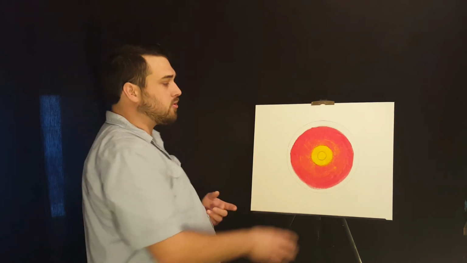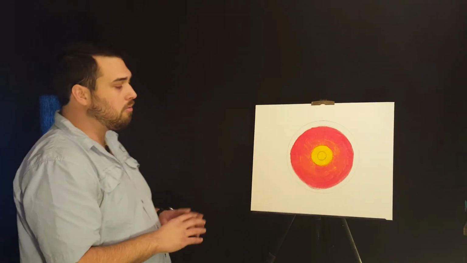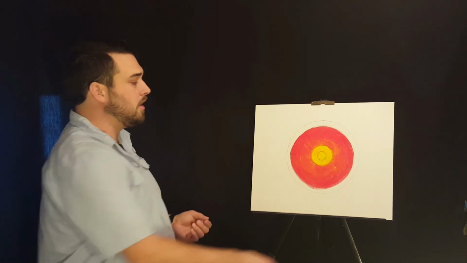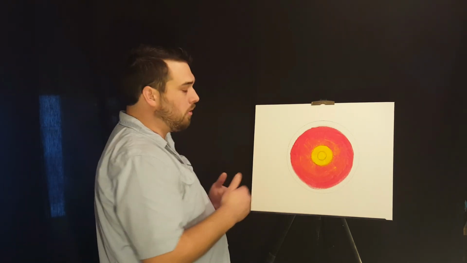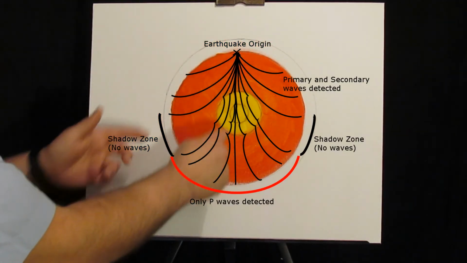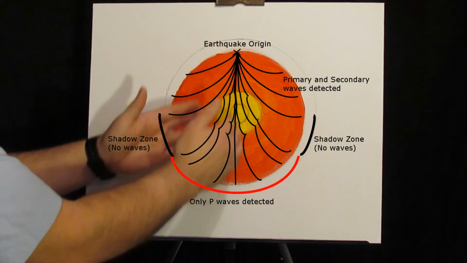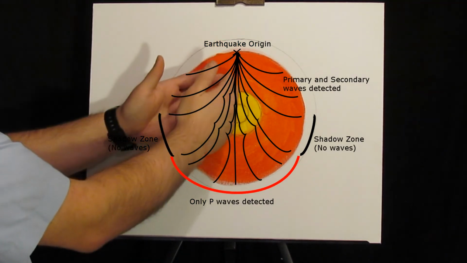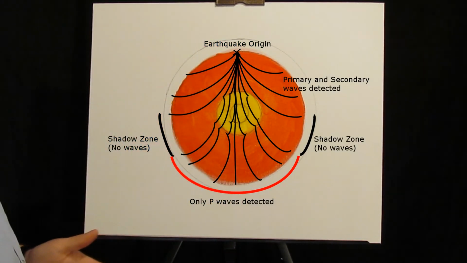Now, the primary wave travels through anything. It can go through both liquids and solids, and it can go all the way through the center of the earth to the other side. So if an earthquake were to happen here at the top, primary waves would radiate outward from that earthquake and move through all of these layers.